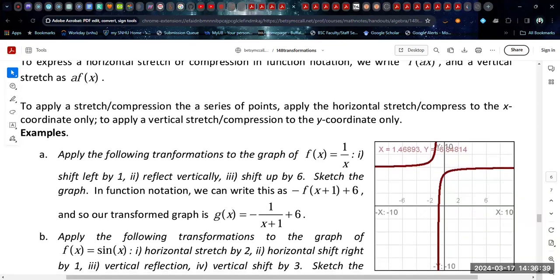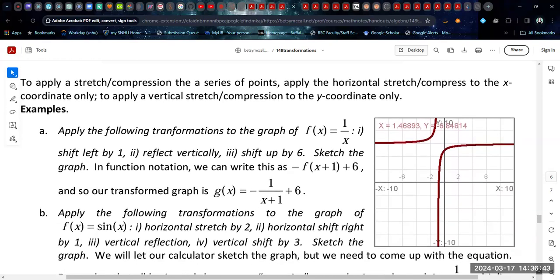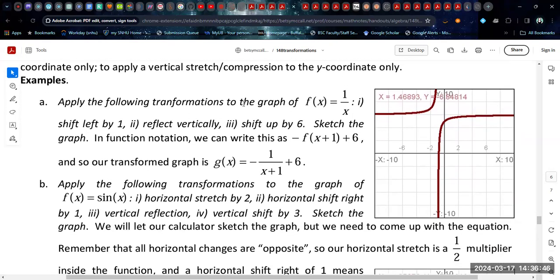So we're going to walk through some examples of actually putting all of this together. We're going to apply transformations of the graph to 1 over x. So we want to shift left by 1, reflect vertically, and then shift up by 6. And then sketch the graph.